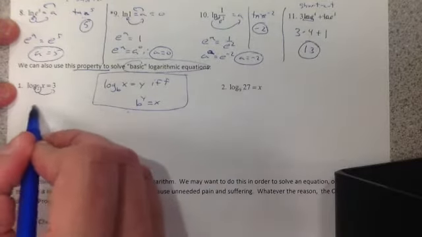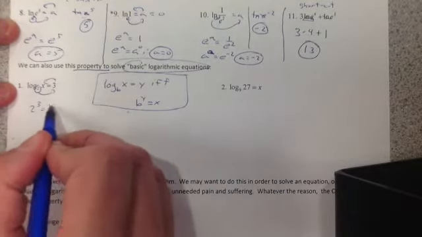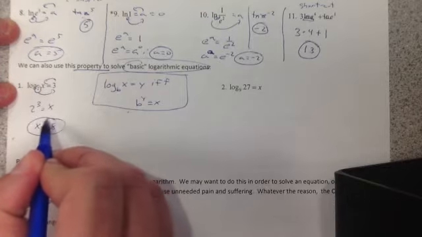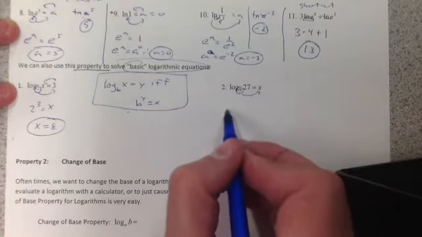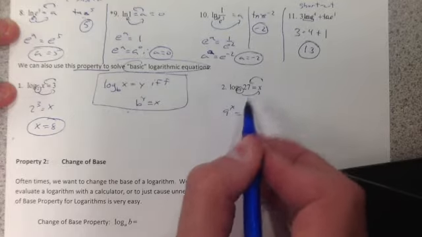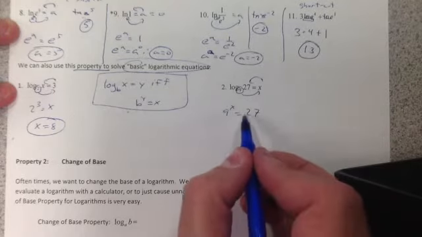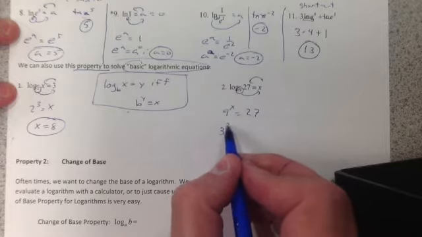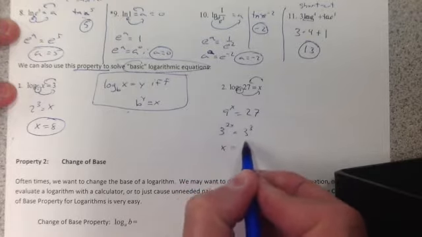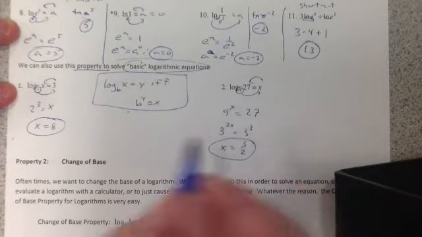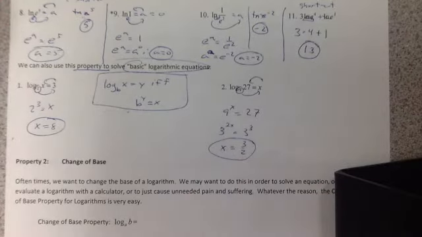So I'm going to use that to solve. 2 to the third equal to x. So what is x equal to? 8. Let's try this one. 9 to the x equals 27. Now I can write these as the same base. This is 3 to the 2x, and this is 3 cubed. So what is x going to equal? 3 halves. So easy to use to solve these.